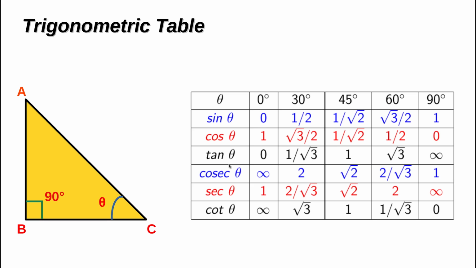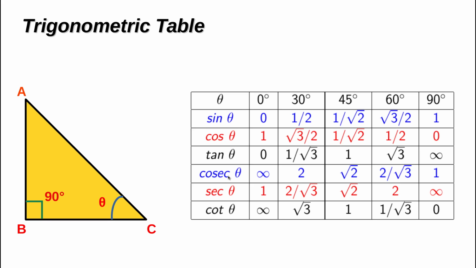Now the value of tan 30 degree is half divided by root 3 by 2, which is 1 by root 3. Now tan 45 degree value is 1 by root 2 divided by 1 by root 2, which is 1, and tan 60 degree value is root 3 by 2 divided by half, which is root 3, and tan 90 degree value is 1 divided by 0, which is infinity. Now it's very easy to remember. You only need to remember two rows of values, which are the sin theta values and cos theta values.